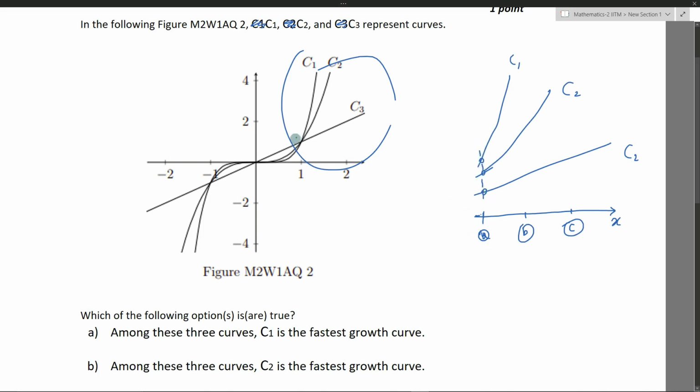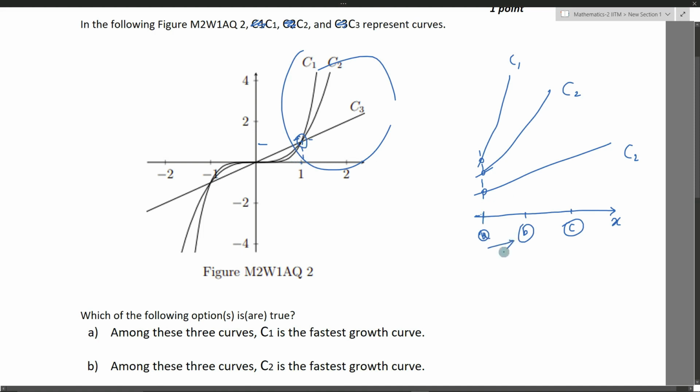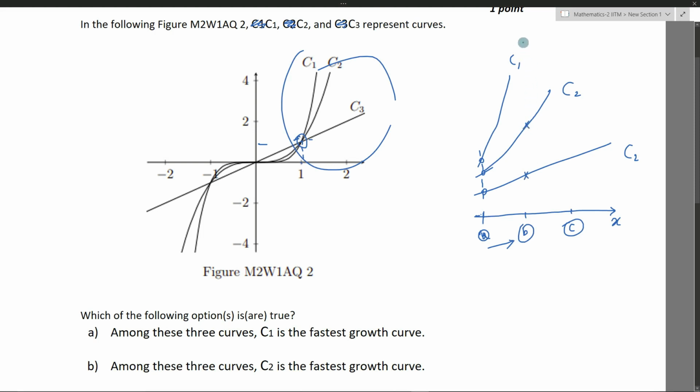Let's say here at 1, all the values of C1, C2 and C3 coincide at a single point, and this will be equal to, let's say, whatever that is. We don't bother what that is. If we move along the x direction, at point B, it intersects the curves at three different points. So we have one value for C1, another value for C2 and another value for C3. Which of these values is larger? C1 is larger, C2 is again larger than C3, right?